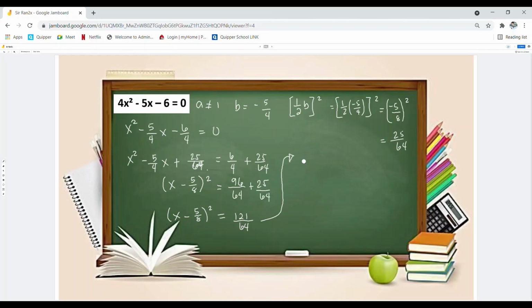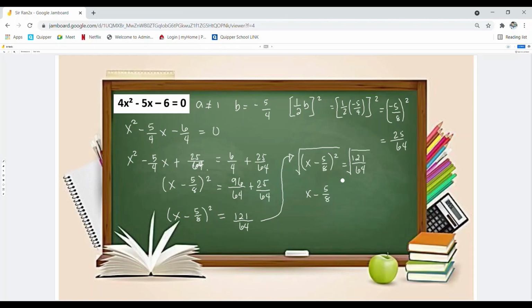So what you will do is this. Copy x minus 5/8 squared equals 121 over 64. So extract the square root of both sides. This one you can cancel, but it's the same thing. If you get the square root of a square, the base remains as the answer. So you have x.